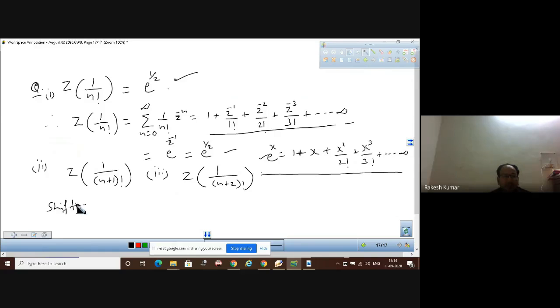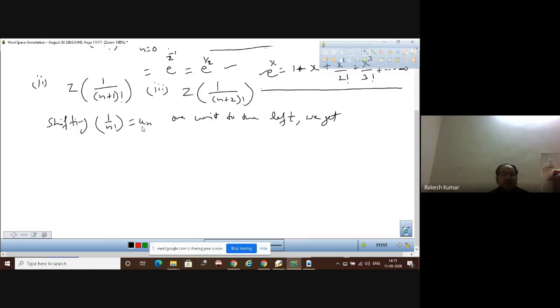So for this, what will you do? You will do shifting of 1 upon n factorial. And what is this? This is somewhat un. Shifting un 1 unit to the left. This is the result we did in yesterday's class. When you shift un to the left, where un is a function of n, you will get the Z transform of 1 over n plus 1 factorial is equal to z into the Z transform of un, as done yesterday.